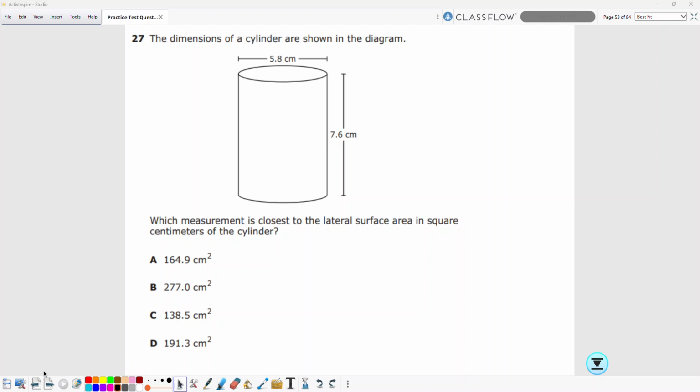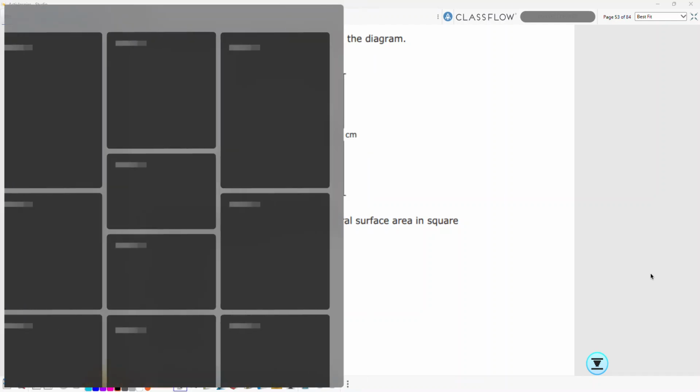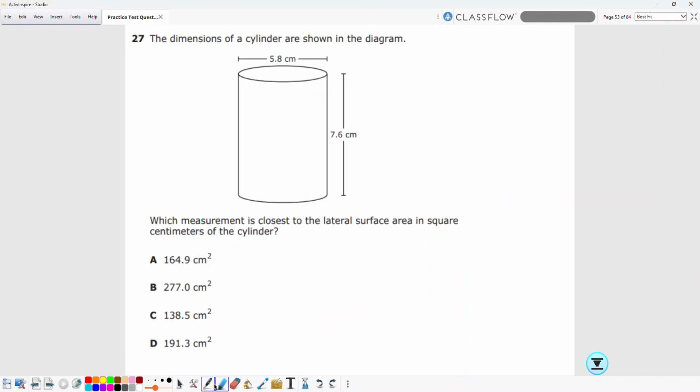Number 27, we have a cylinder with given dimensions. Which measurement is closest to the lateral surface area in square centimeters of the cylinder? Okay, we have to understand something very important here. They don't want to know surface area, they want to know lateral surface area.